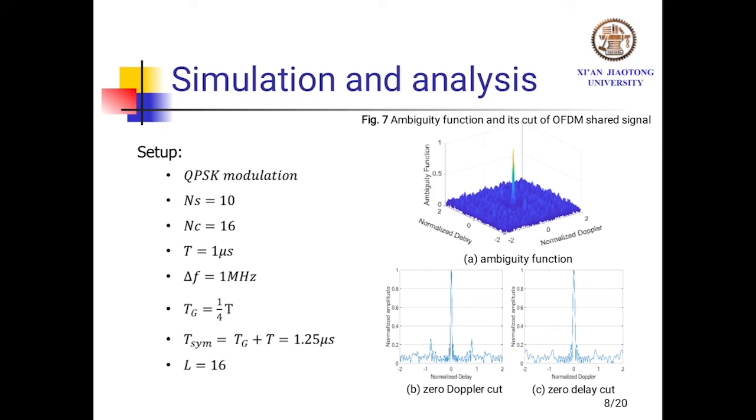A narrow central peak implies high range and Doppler resolution, so it has a high accuracy of range and speed measurement. On the other hand, there are some fluctuations in the sidelobe region. It may affect the detection of the target.